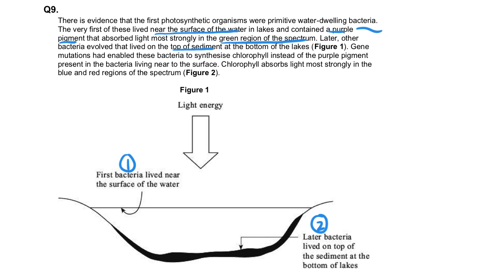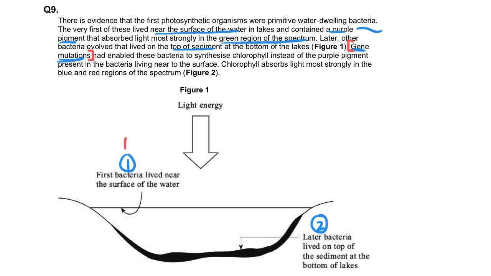Gene mutations, okay, let's think about that. I'm going to highlight this. This is important for me. Gene mutations had enabled bacteria to synthesize chlorophyll instead of the purple pigment present in the bacteria living near to the surface. Chlorophyll absorbs light most strongly in the blue and red regions of the spectrum.